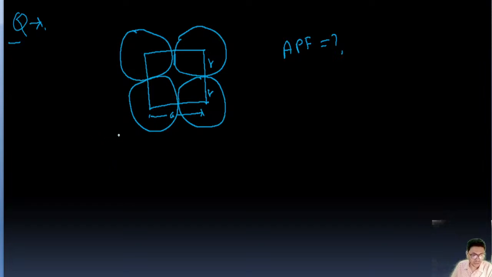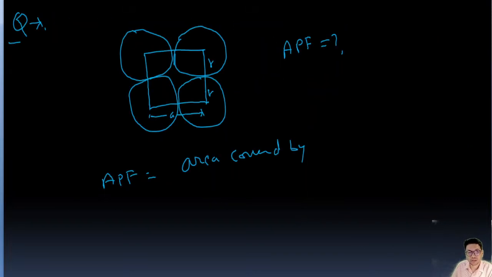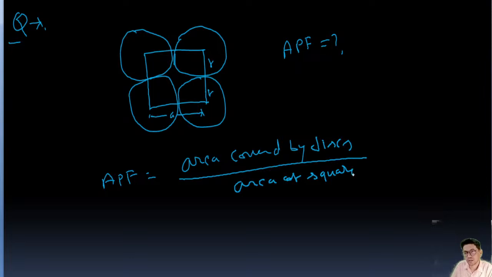Okay. So how we are going to get APF is the area covered by disks upon the area of the hexagon. In this case, area covered by disks upon the area of the square. My apologies, the area covered by these disks inside this square. Okay. So area covered by disks inside the square upon the area of the square.